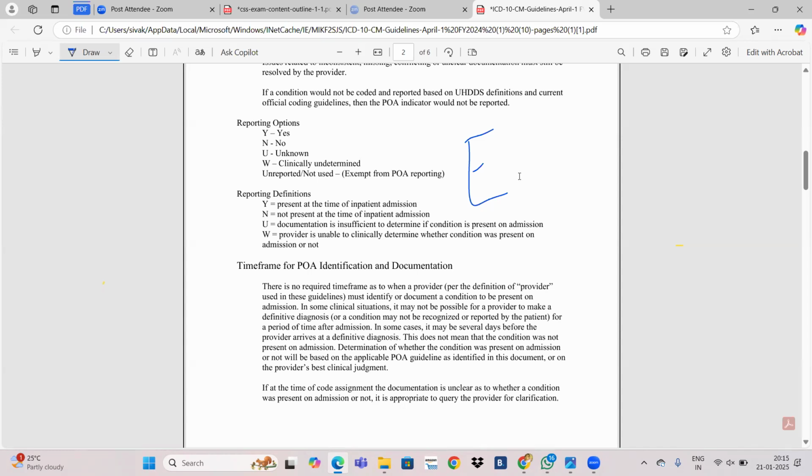W. Okay. If the provider states Y or N, you need to change it to Y or N. If the provider states I am also unable to determine, W. So remember, while you are assigning the U indicator, you must query the document. You should not complete the document. Okay, you need to get the clarity.